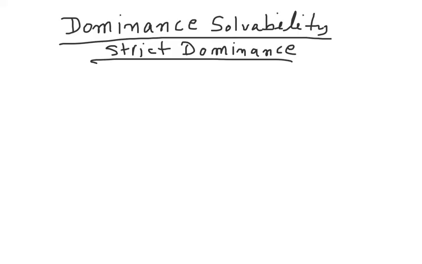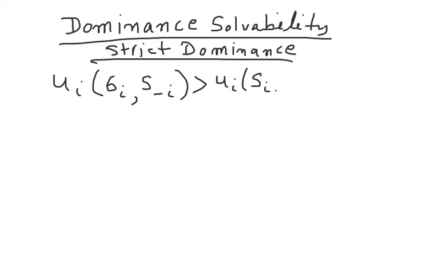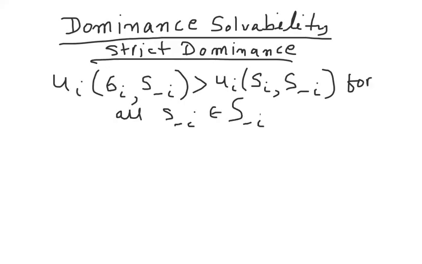So for player I, U_I, the expected payoff for player I, by playing strategy sigma I, which could be either a mixed strategy or a pure strategy, given the rival's strategy, is strictly greater than the expected payoff for player I from playing his strategy S_I, given the rival's strategy S subscript minus I, for all S minus I belonging to S minus I.